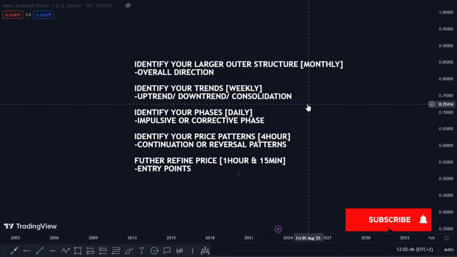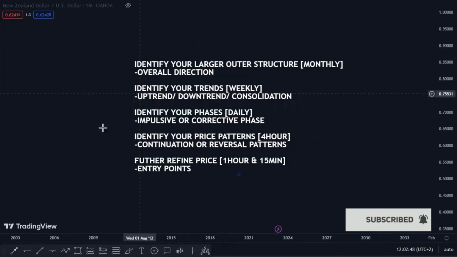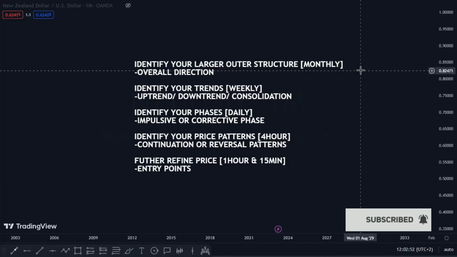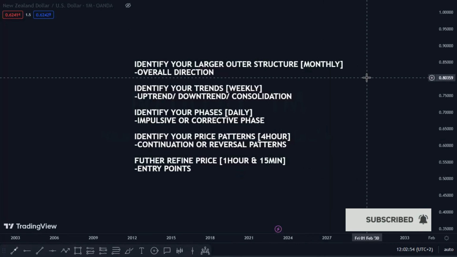Now, guys, you can already see that I've outlined some of the factors you have to look into when analyzing the market. Firstly, obviously, you have to identify your larger outer structure on a monthly time frame to get that overall direction and know where price has to go. After doing so, you have to drop on a weekly time frame and identify your trends. Now, guys, you can either be in an uptrend, a downtrend, or a consolidation trend.